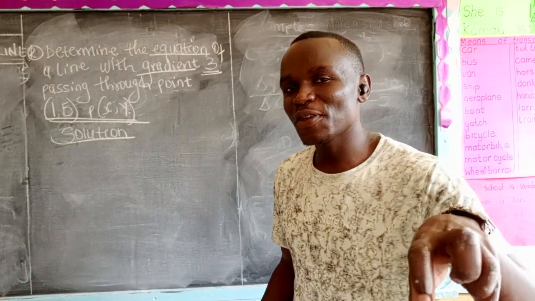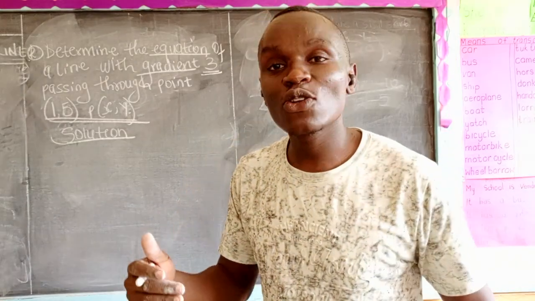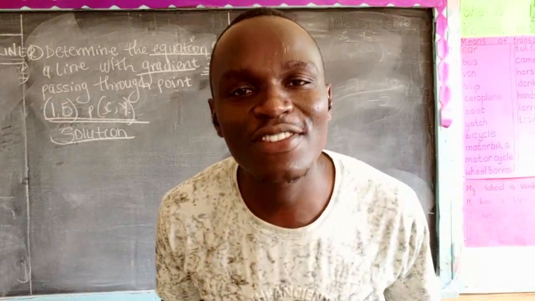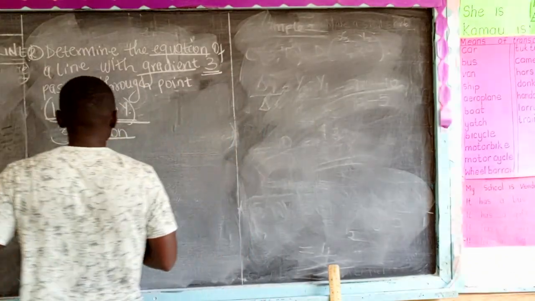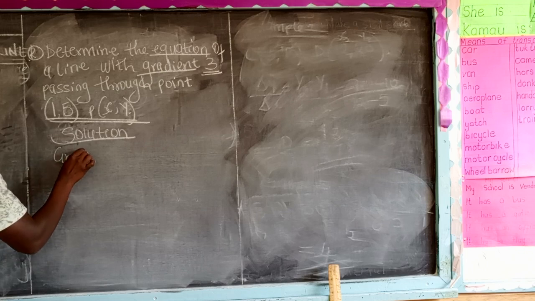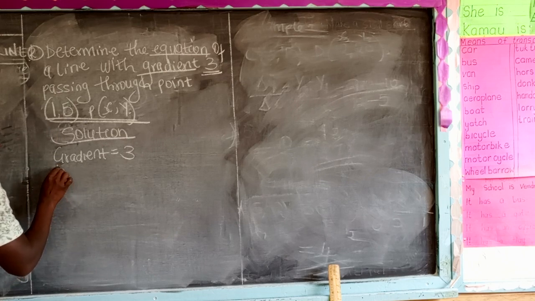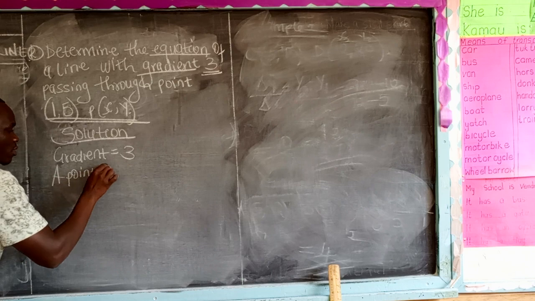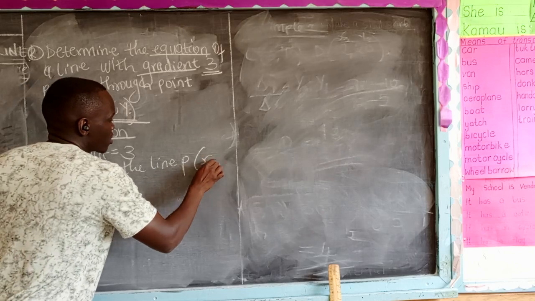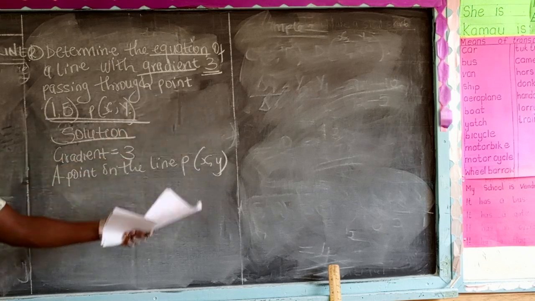So in this case, when we are solving, we are not going to go back to getting the gradient, but we are just going directly to getting the solution because things have been made simpler. Now, in this case, solution. We already have the gradient, which is equal to 3. Then we have a point on the line, point Q, and a point on the line, P, which is x, y.